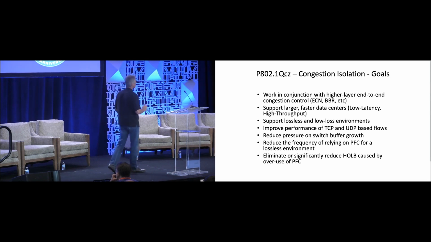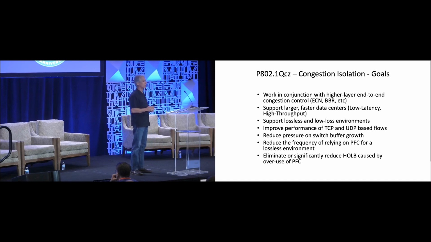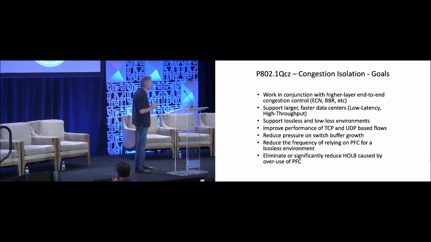Another goal was to not be protocol specific. We want to be agnostic, whether it's TCP or UDP, we don't care. So it is flow aware. And we want to do this without requiring you to throw more memory in the switch. We're trying to be effectively intelligent queuing, not just more queuing, because that adds delay and cost, and it's very difficult as we build higher speed switches. So we're trying to reduce the buffer growth that's required, reduce the reliance on PFC for the lossless environment, and eliminate that head-of-line blocking.